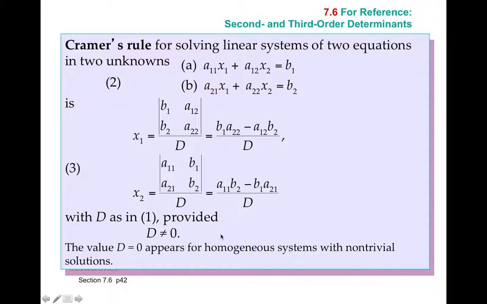A couple of issues. One is if D is equal to 0, and that becomes a problem and the system becomes unstable, so Cramer's rule can't always be applied to solution of linear systems in the case where you have a determinant that has a value of 0.